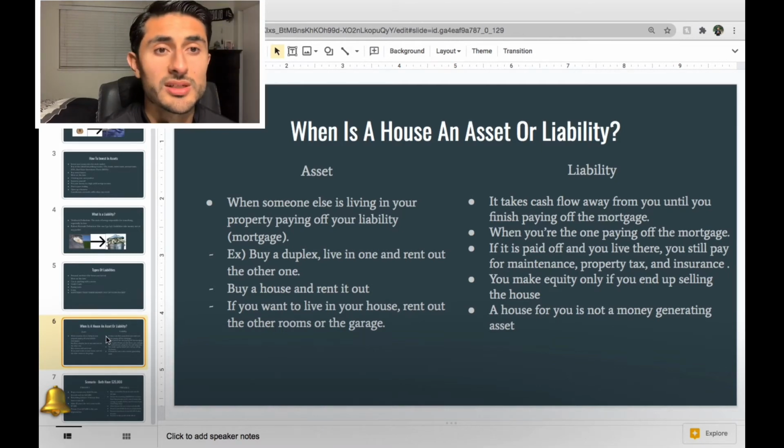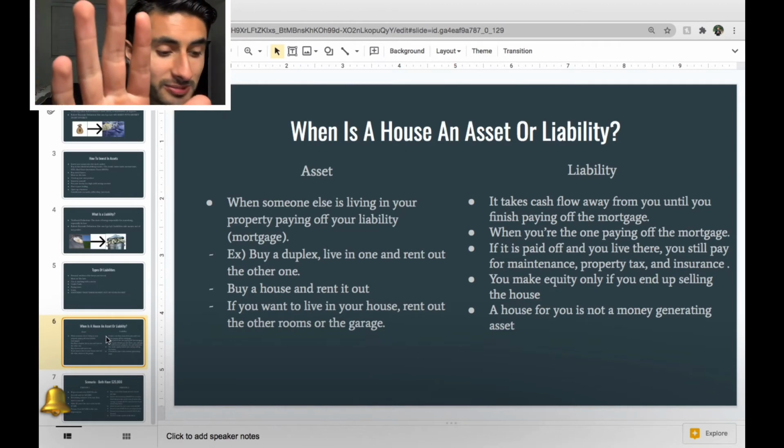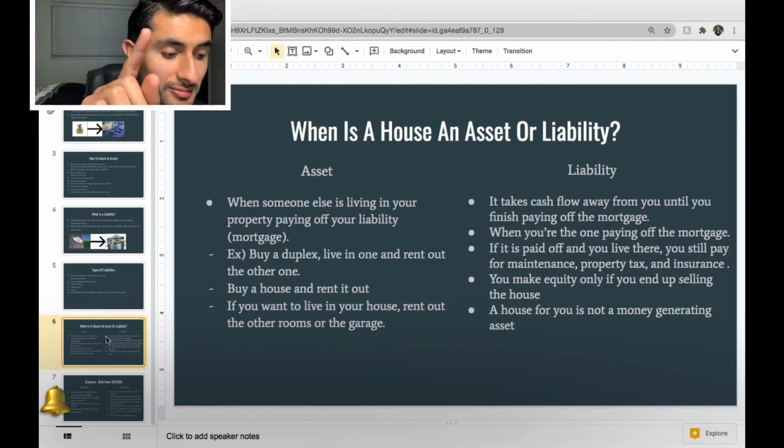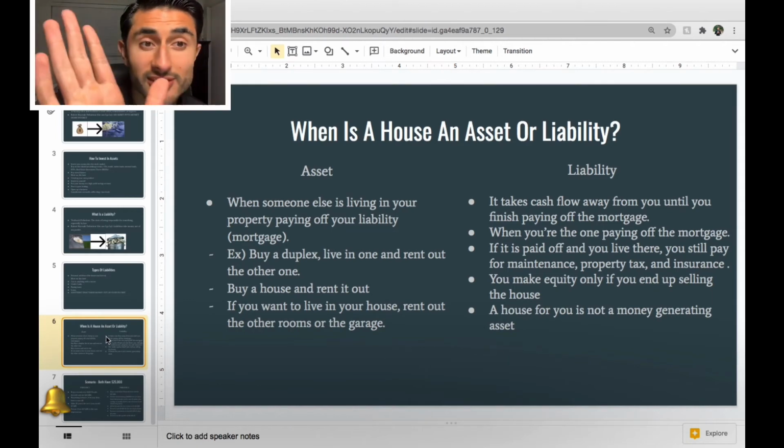The only time you would actually make any money out of the property that you're living in is when you actually sell the house. If you bought the house for, let's say, $600,000 and they're offering you $700,000, that's $100,000 profit. That's money you haven't made because you haven't sold the house. It's only an actual profit when you physically sell the house and they give you the money. But until then, your house is not an asset because it hasn't given you any money back. Okay, and just remember, a house for you is not a money generating asset. It's that simple.